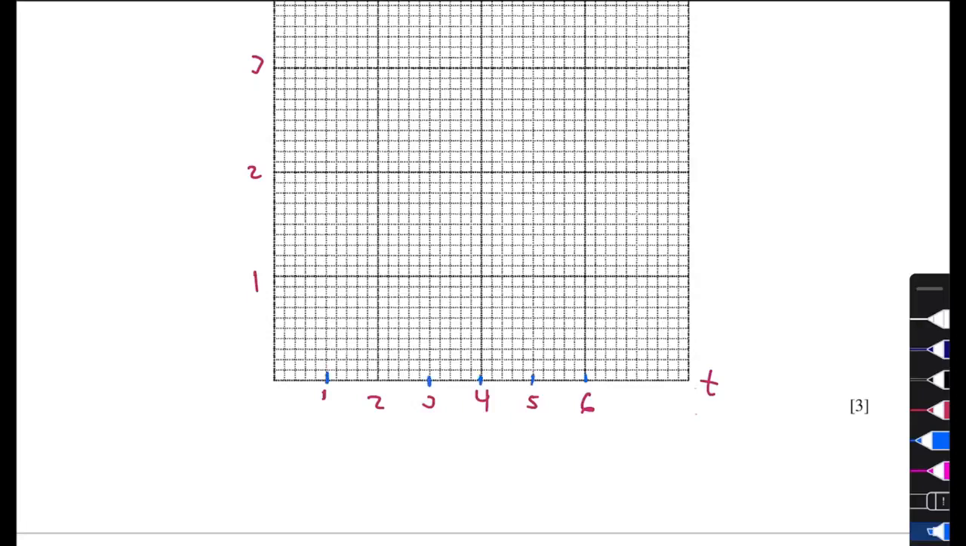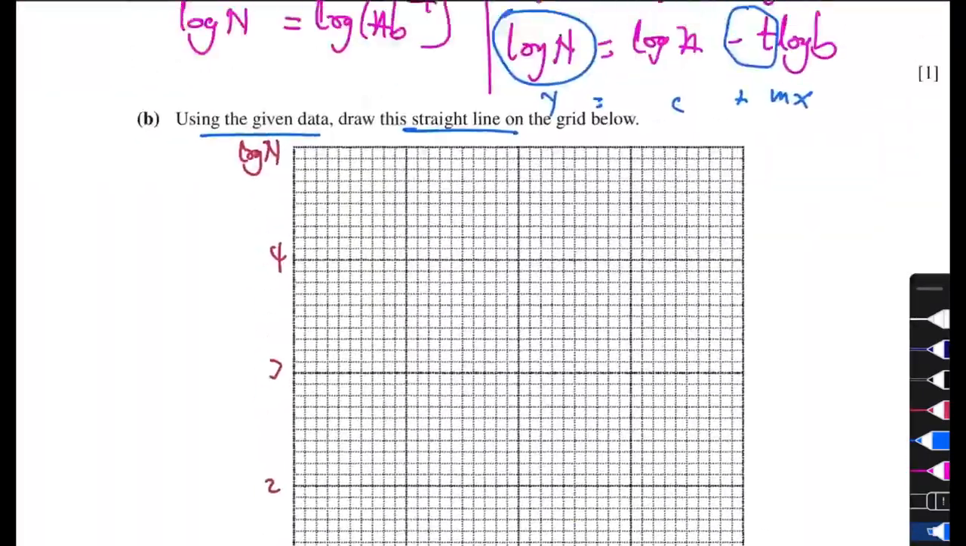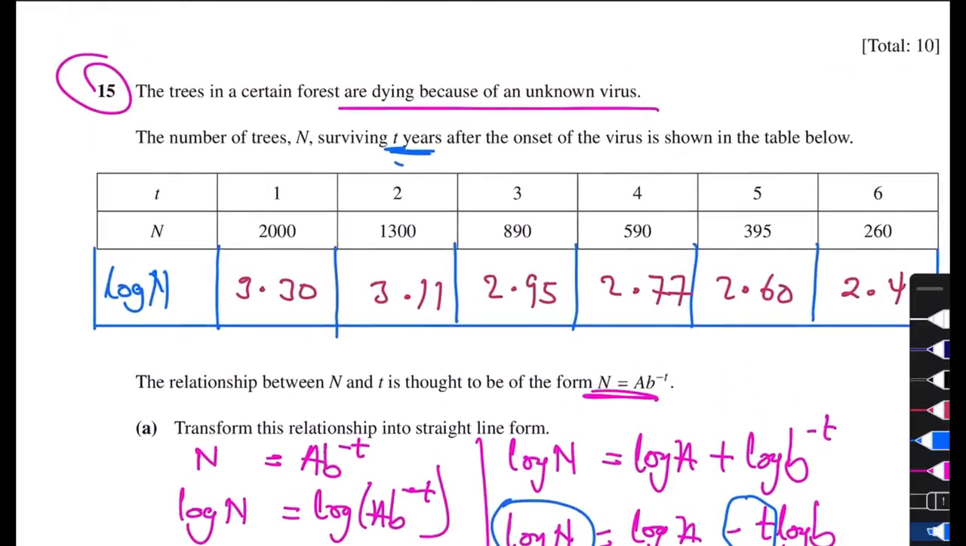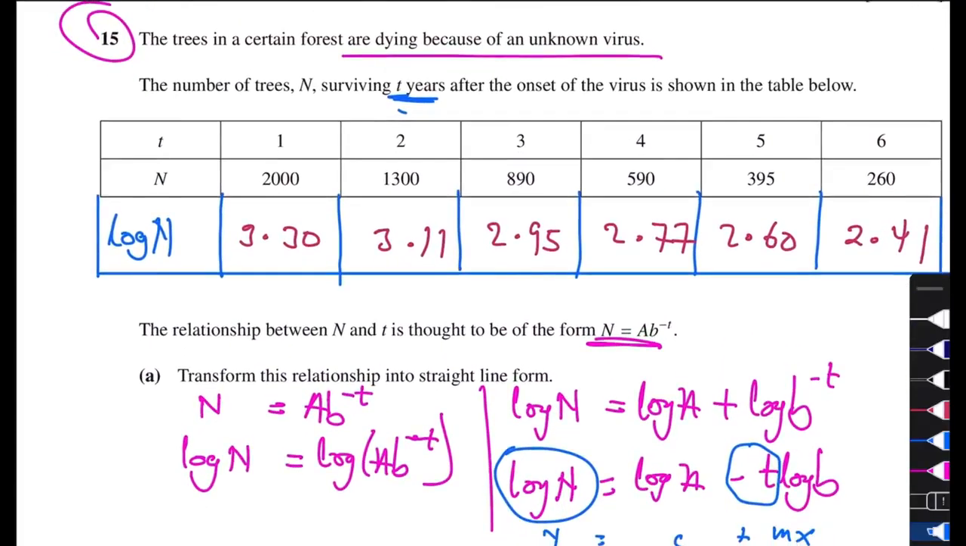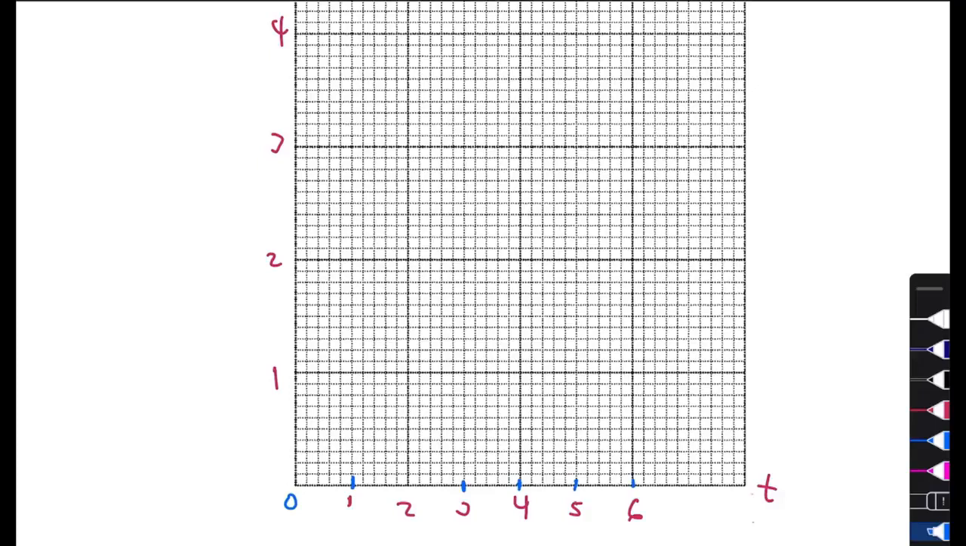The advantage of having a screen is that you can zoom in and zoom out, but in the exam room you cannot zoom, so be careful when you are plotting. Okay, so now we plot 1 against 3.3. What you want to do is find the value of one tiny box on this particular axis.